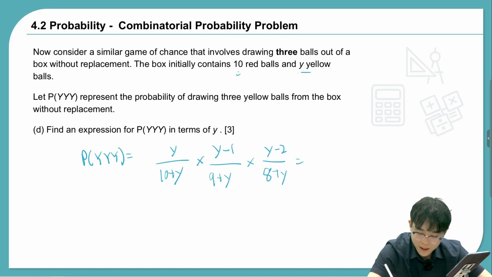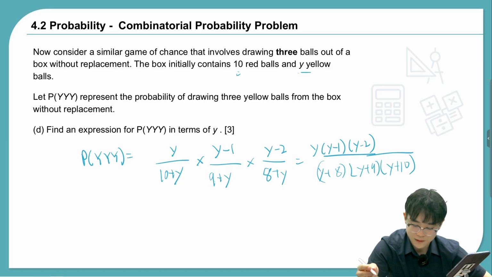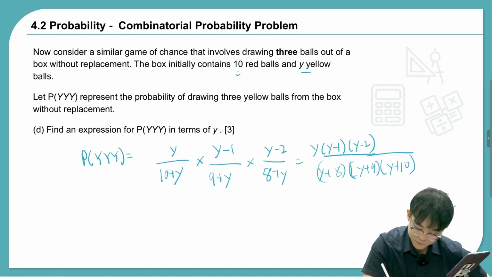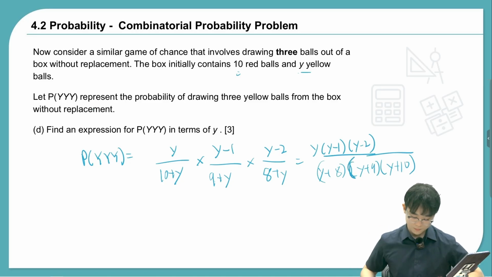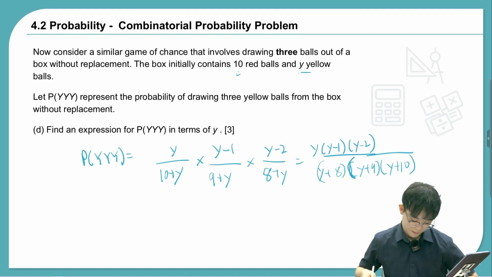So in terms of y, I guess the simplest we can go is y times y minus 1 times y minus 2 over y plus 8 times y plus 9 times y plus 10. Okay, so I don't think you have to go as far as simplifying this even further, because it's pretty much impossible to get it any simpler than that.